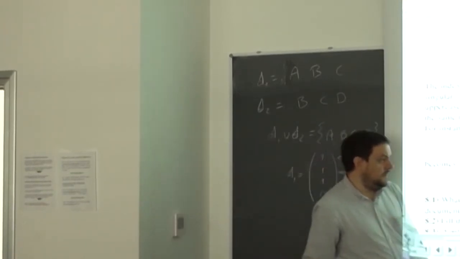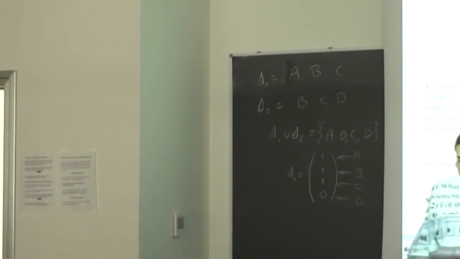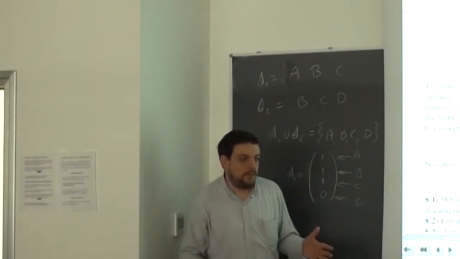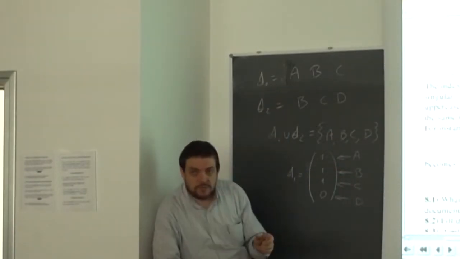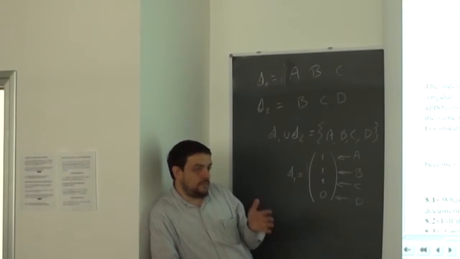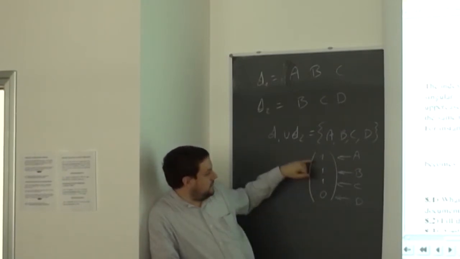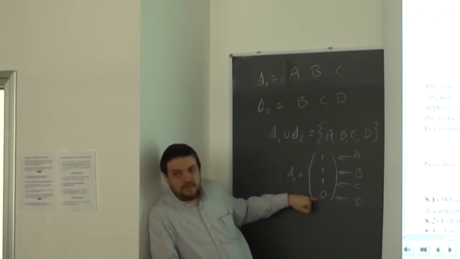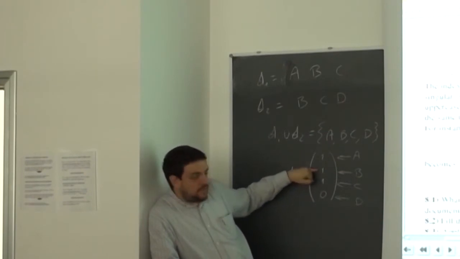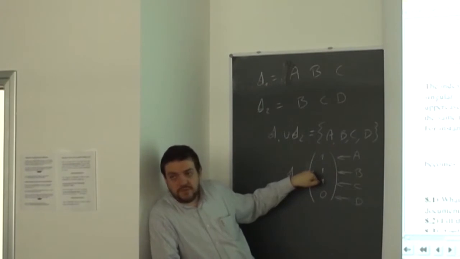So the idea of the TF-IDF vector model is that you create a vector space where you represent each document by some vector of numbers, each number representing the importance of a term within that document.